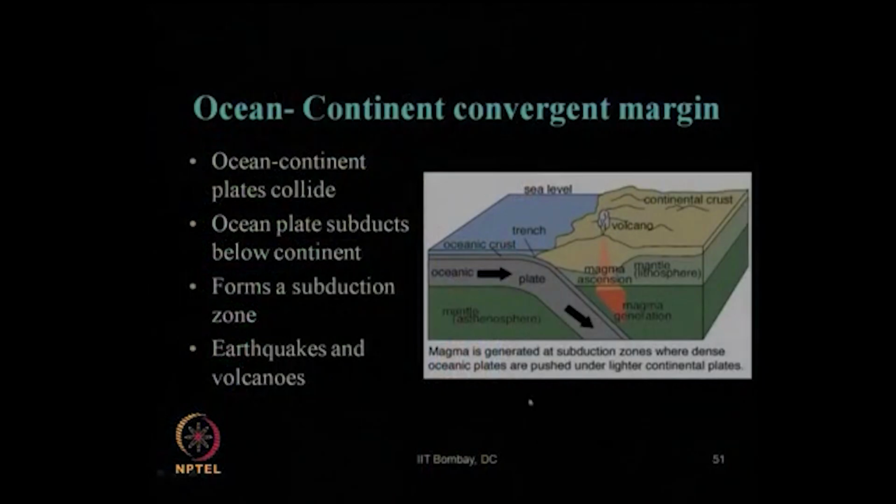Now, let us see a few examples, like ocean-continent convergent margin. That is, suppose an oceanic plate converges with a continental plate, then what happens? So, ocean and continent plates collide with respect to each other. Look here, this is an oceanic crust and this is a continental crust. These two plates are converging with respect to each other.